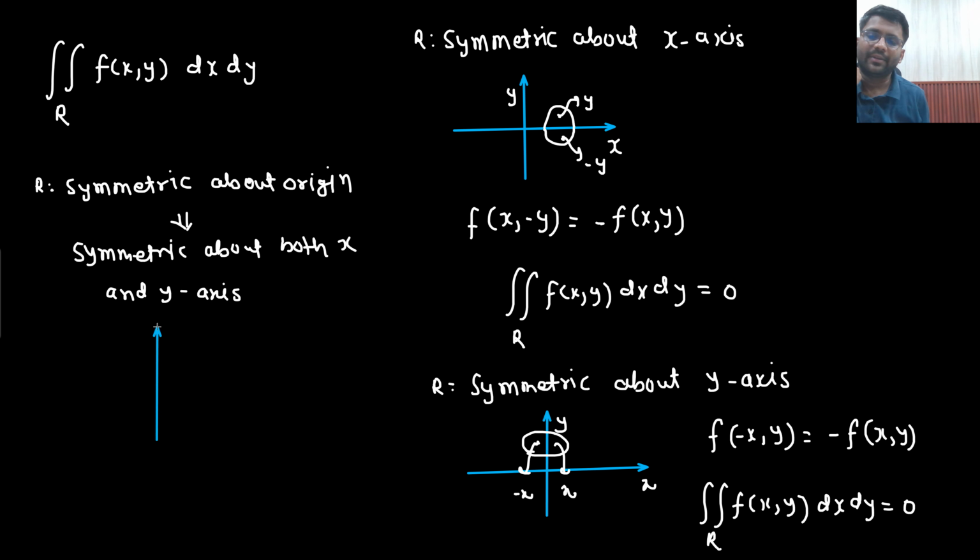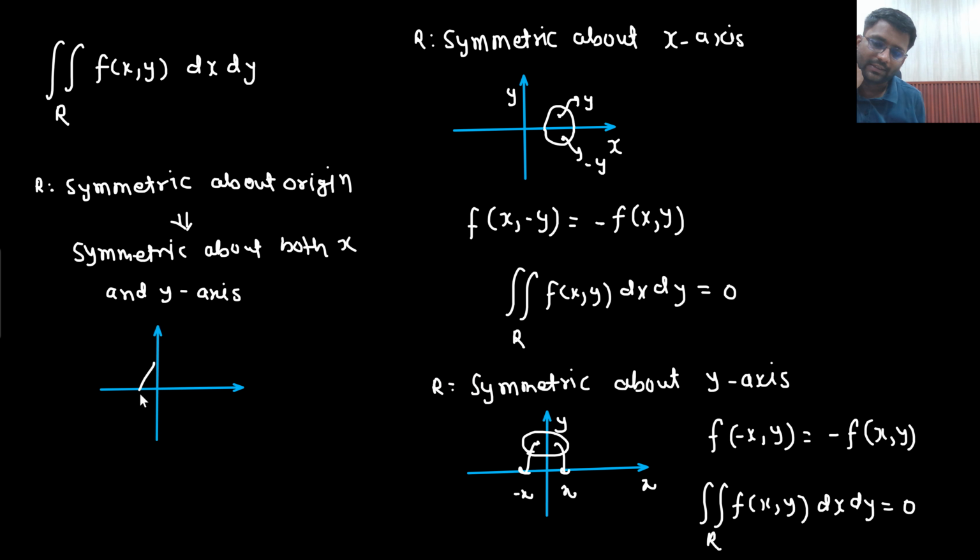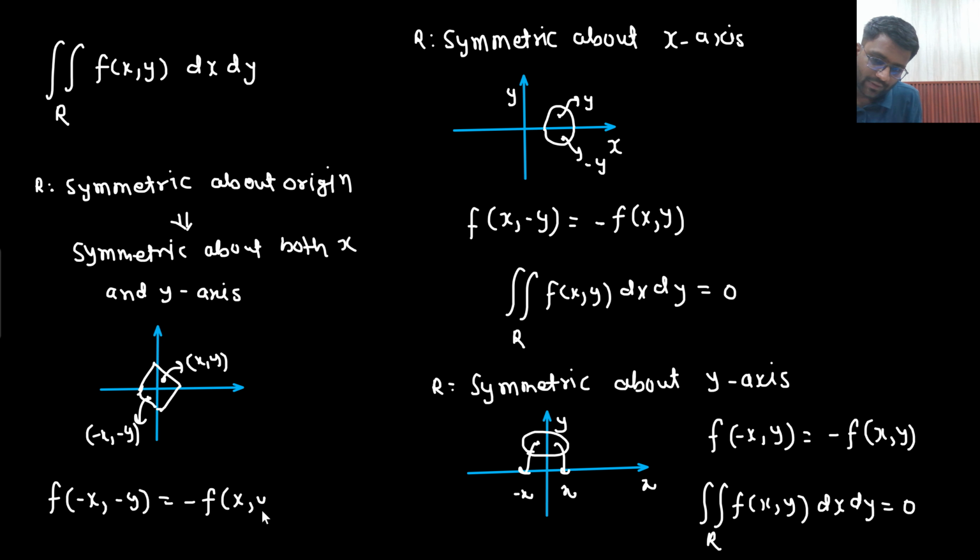So how will it look? Symmetric about both x and y axis, then this is how it will look. Let's just say it is somewhat like this. So here you can see that if (x, y) is present, then (-x, -y) will also be present. So here you do one thing: in place of x you put minus x and in place of y minus y. If it is coming out to be minus of f(x, y), then your double integral over the region R of f(x, y) dx dy will come out to be 0.